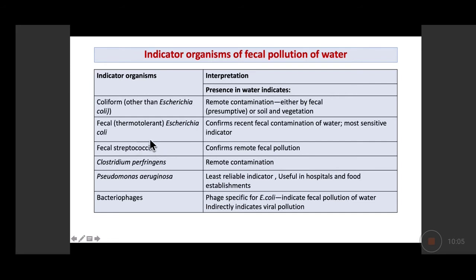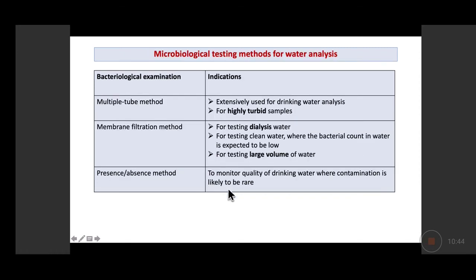It is also resistant, and it can survive for a longer duration. Similarly, spores of Clostridium perfringens also denote remote contamination. Then Pseudomonas aeruginosa is a less reliable indicator because, as I told you, it might be present as a saprophyte in the environment, and it might be present in natural water as well. Then there are certain bacteriophages which are specific for E. coli. They also indicate fecal pollution, and they also indirectly indicate viral pollution, because in a similar kind of environment, other viruses might also be present if there is a contamination. Okay, so this is the list of indicator organisms of fecal pollution.